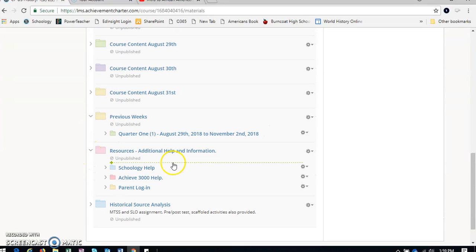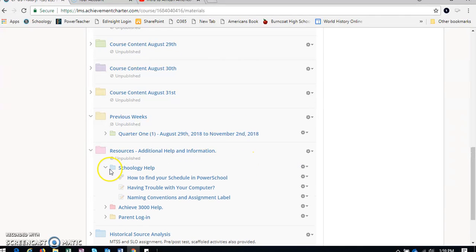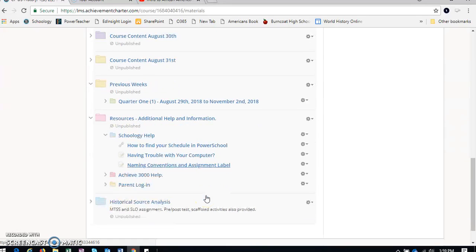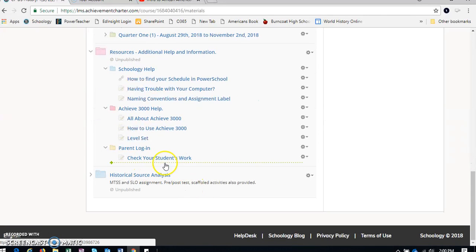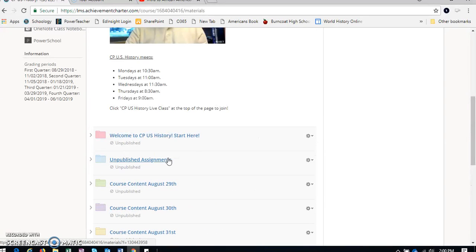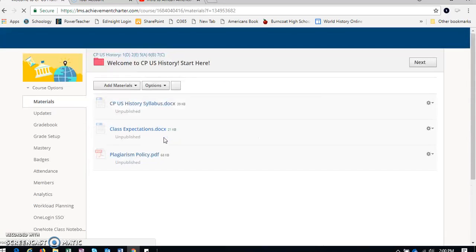I also have a resources folder here. This is just some Schoology help, like if your laptop's not working, understanding your schedule, and also understanding naming conventions and things like that. Also some help for Achieve 3000 if you have any questions about that as well. And then also for your parents or your guardians, how they can check your work or your grades and things like that as well. So let's get on into the course here.